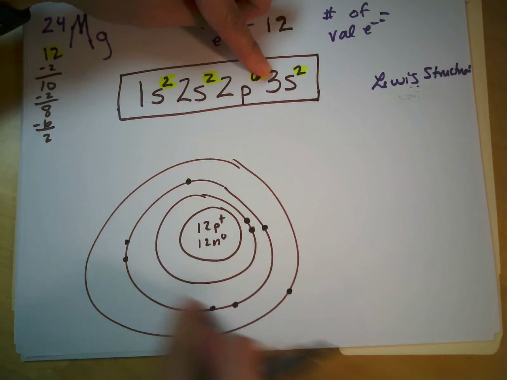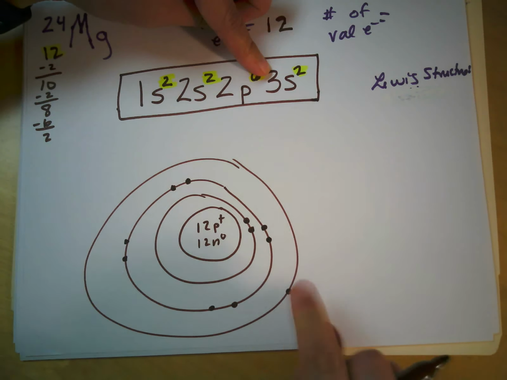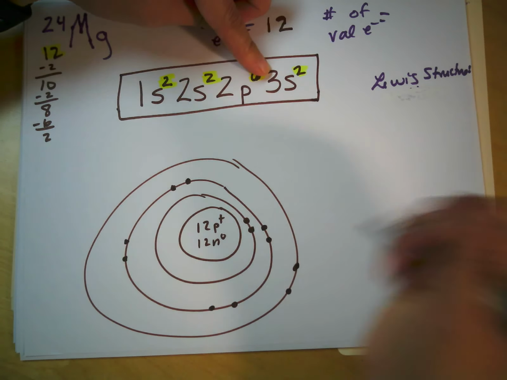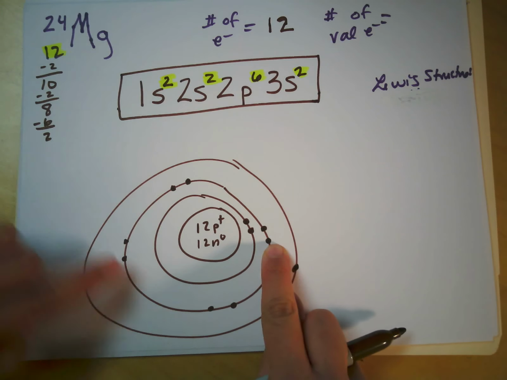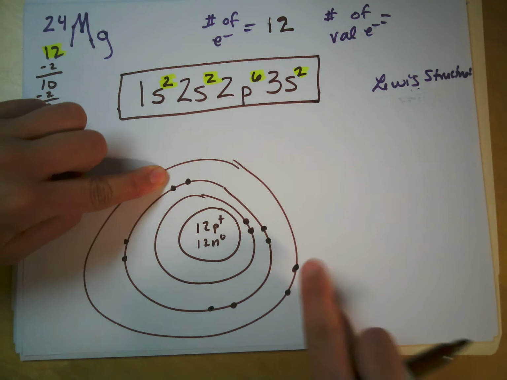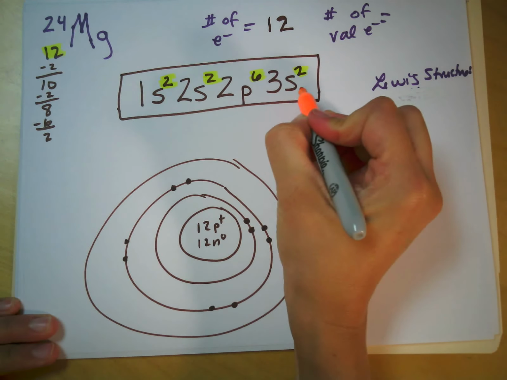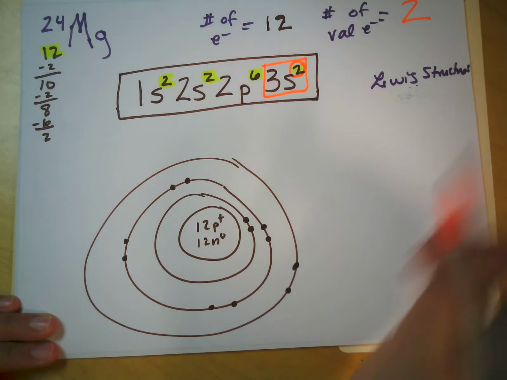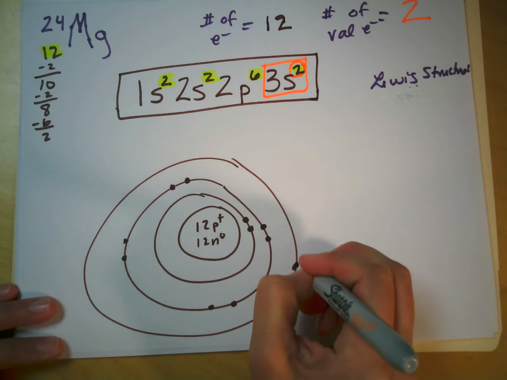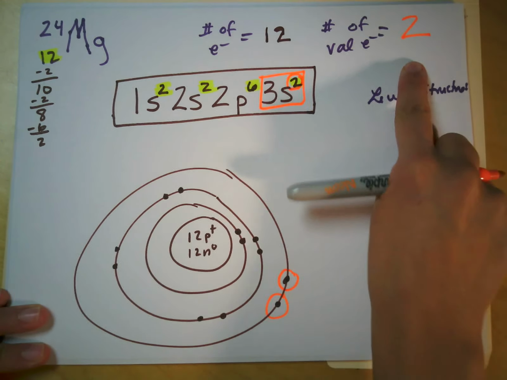Let's see. 1, 2, 3, 4, 5, 6, 7, 8, 9, 10, 11, 12. Sorry, my counting got weird. So we have 1, 2, 3, 4, 5, 6, 7, 8, 9, 10, 11, 12. Our valence electrons are those in the highest energy level of s and p. So our highest s or p right now is this here. So we're going to count up the number of valence electrons: it is 2. And we can prove that with this Bohr model because look, 1, 2 in the outermost shell are the highest s. So we have 2 valence electrons.